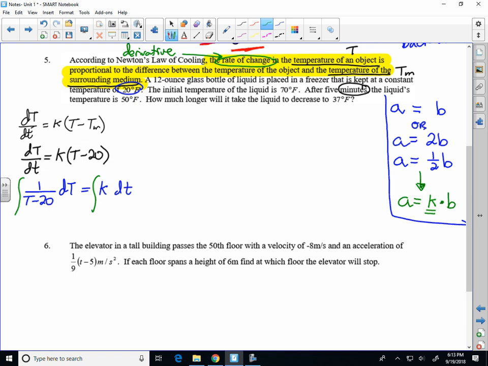All right. So a rule that you may or may not remember.